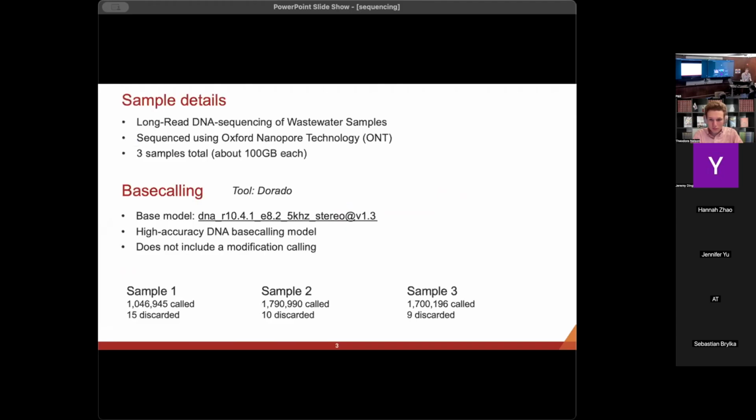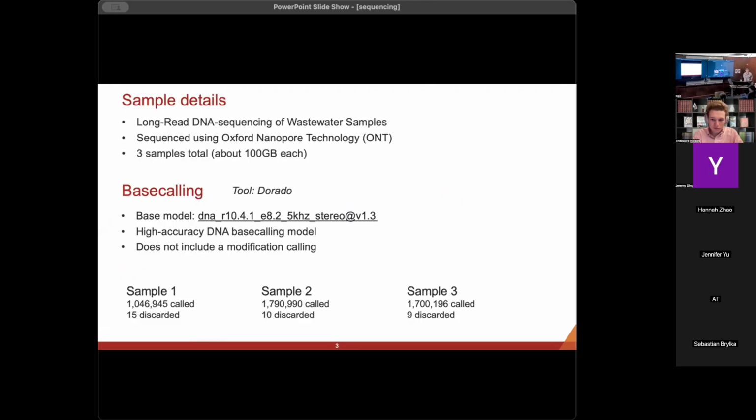So sample details: I had 3 samples total. Each of them was about 100 gigabytes, and they were collected from wastewater, as I said before, I think in New York City. And obviously they were sequenced using Oxford Nanopore technology.